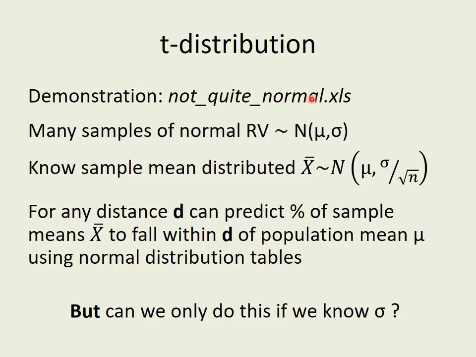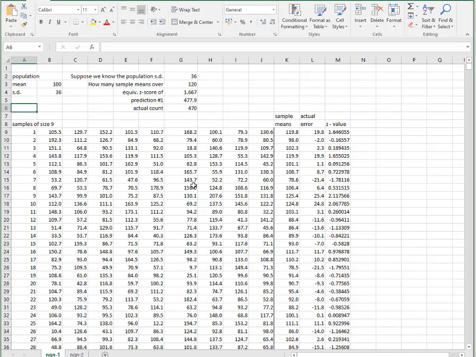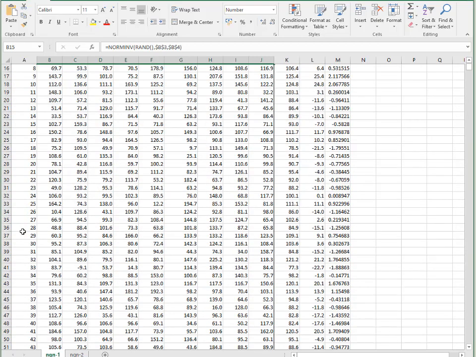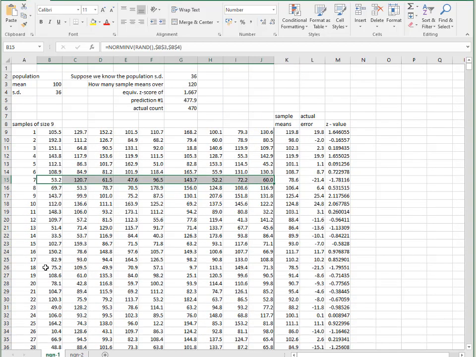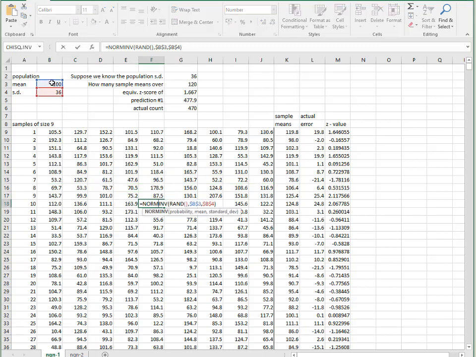If we go to the spreadsheet, this time I've put the samples in rows, and here I've counted the samples, and if you go down you'll see there are 10,000 samples. They're all coming from a population. All of these numbers are generated by a normal distribution with mean 100 and standard deviation of 36.